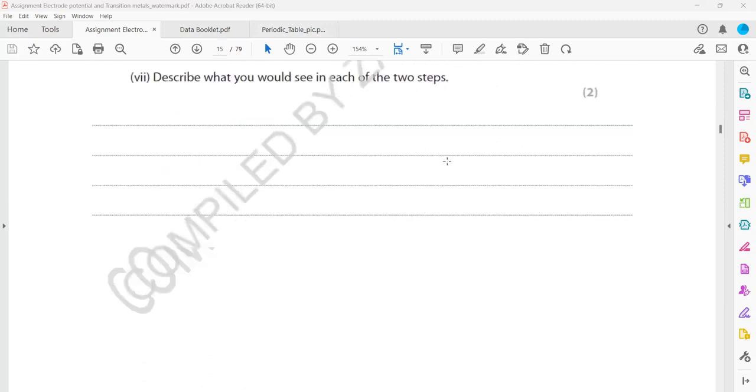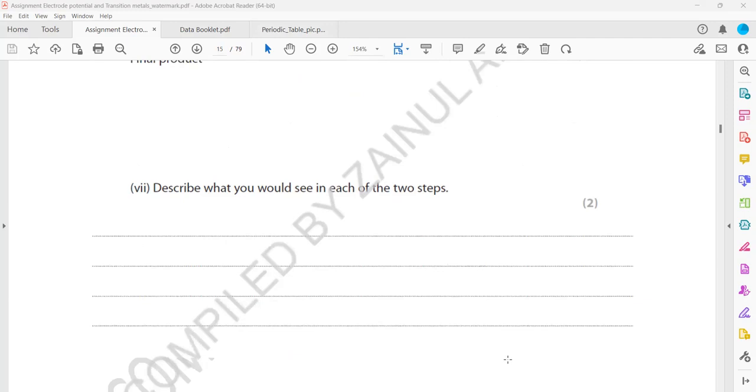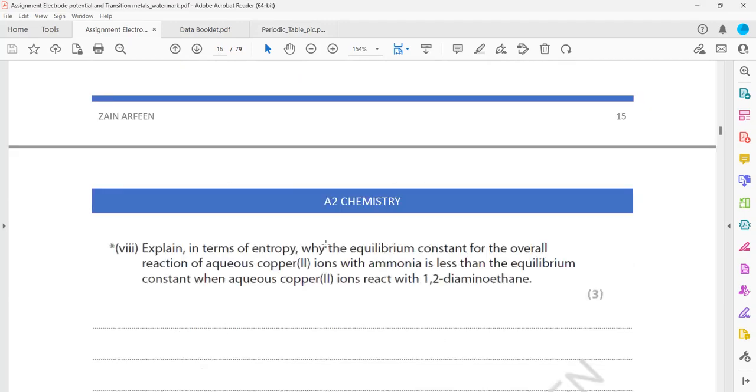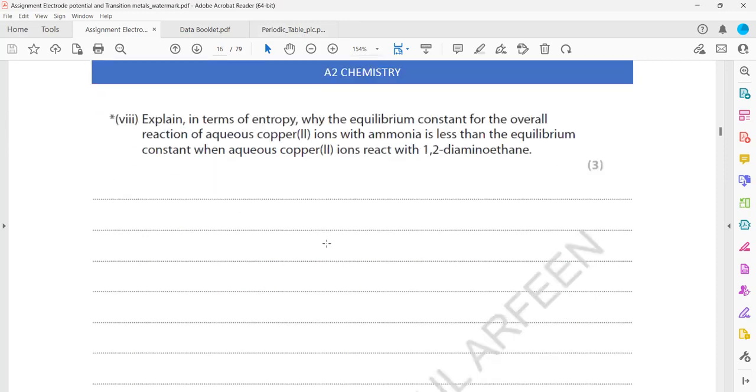Describe what you see in each of these two steps. In the first step, we observe a blue precipitate, and in the second step, the precipitate dissolves to form a deep blue, royal blue or inky blue solution. The next part: explain in terms of entropy why the equilibrium constant for the overall reaction for aqueous copper 2 ions with ammonia is less than the equilibrium constant for copper 2 ions with 1,2-diaminoethane.